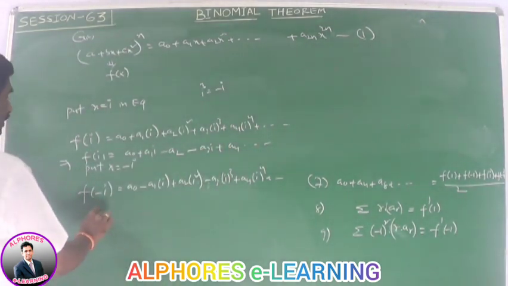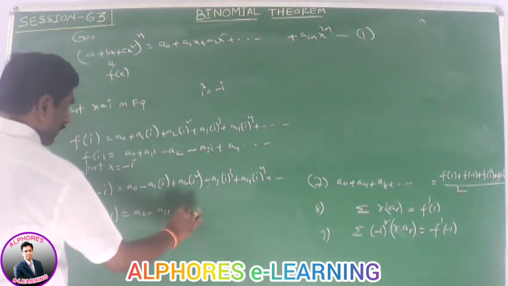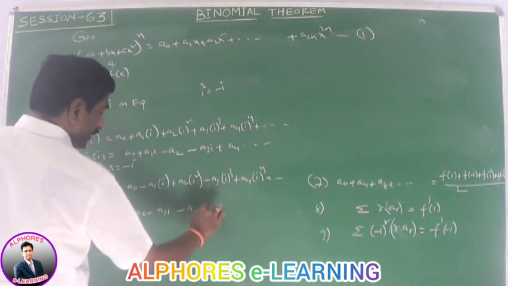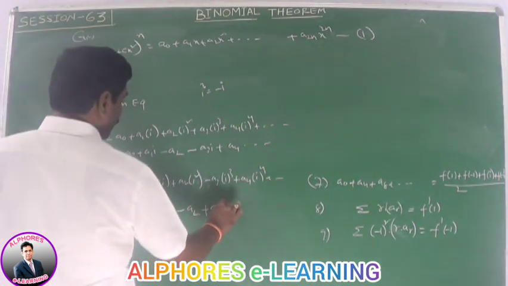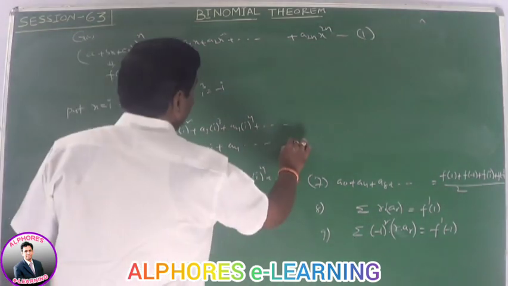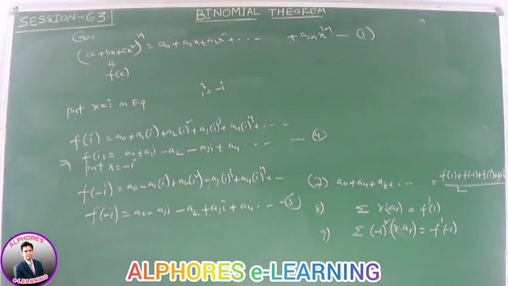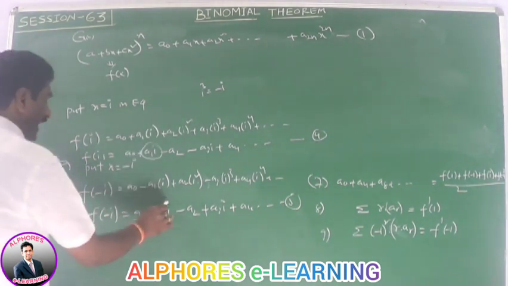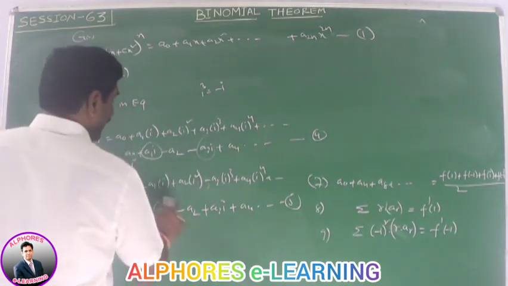Similarly, in this case also, f of minus i is equal to a0 minus a1 i minus a2 minus a3 into i cube, which means plus a3 i, and so on, plus a4, and so on. By adding these two values, say this value is 4, this value is 5, by adding 4 and 5, we get a1 i cancelled. Similarly, a3 i cancelled.